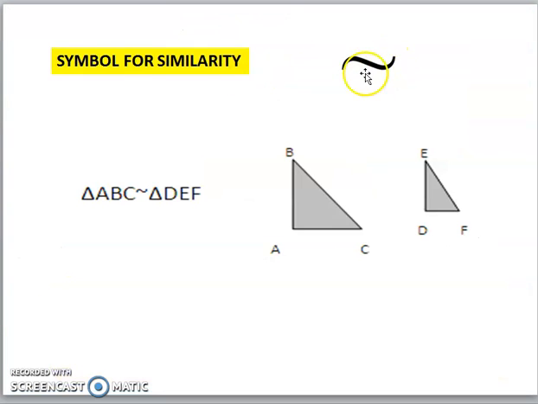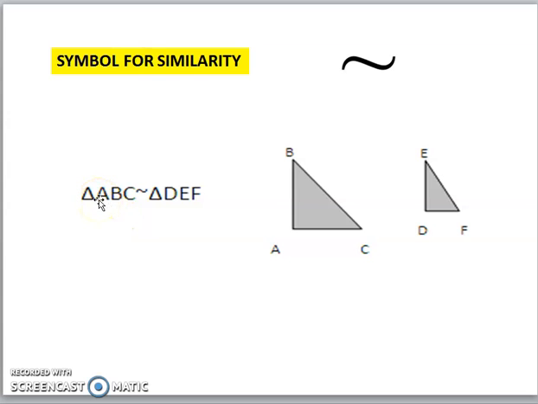Now the symbol for similarity is this one. For congruency you put an equal to sign also below it. So you will skip that sign for similarity and only this wave sign will be put. So if two triangles are similar, the way of writing them is triangle ABC similar to triangle DEF. Now here the vertex correspondence is also important. That means if you are writing ABC similar to DEF, that means angle A and angle D are equal because A corresponds to D. Angle B is equal to angle E and angle C is equal to angle F.